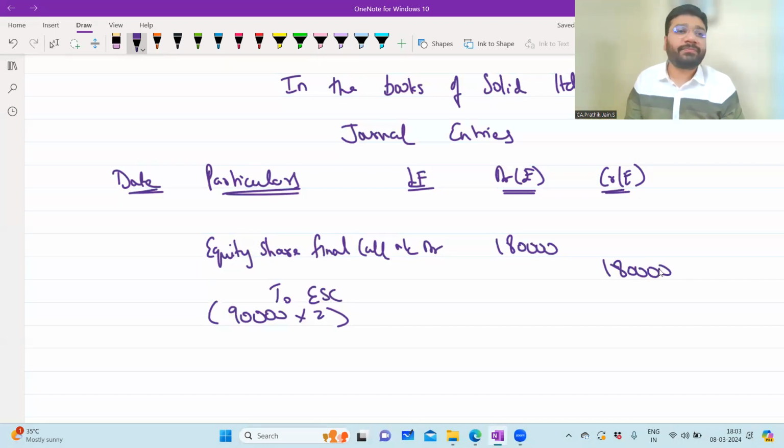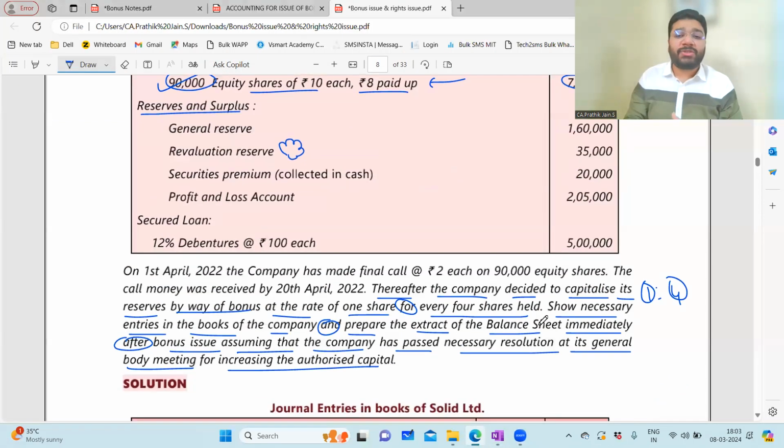I have a question to all of you. Here, we are issuing the bonus share only to equity shares or both to equity and preference? Only to equity. Thereafter, the company decides to capitalize its reserve by way of bonus at the rate of 1 share for every 4 shares held. And this line is in continuation of the first two lines, and the final call is made only for the equity shares. But my question goes to all of you: can we issue bonus shares to preference shareholders or not?